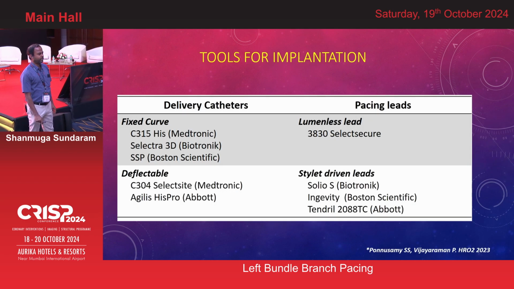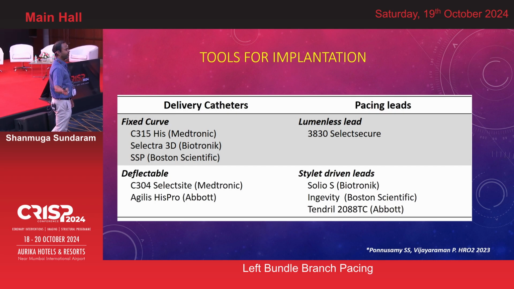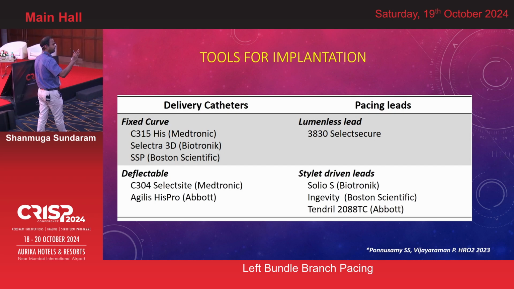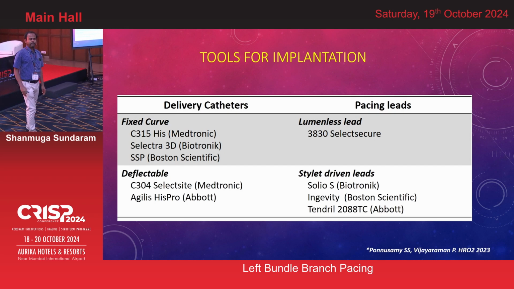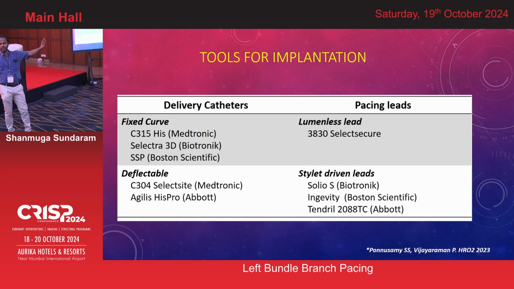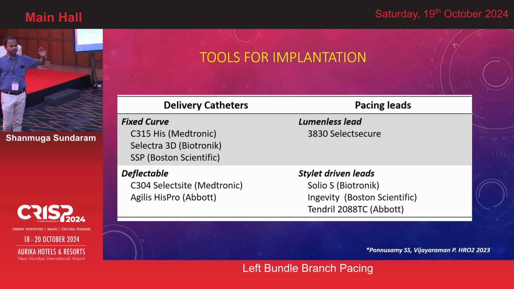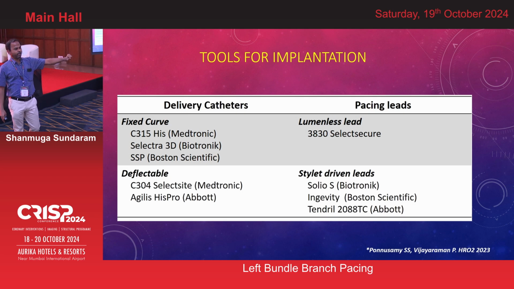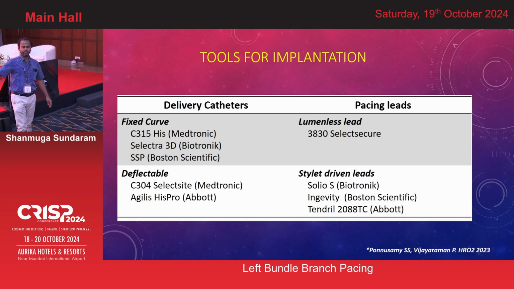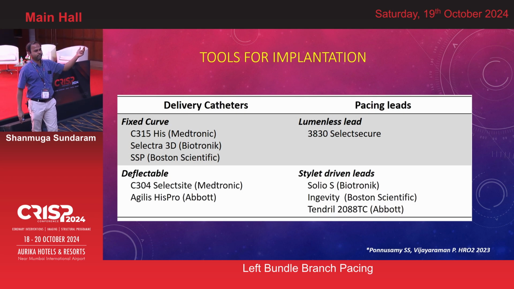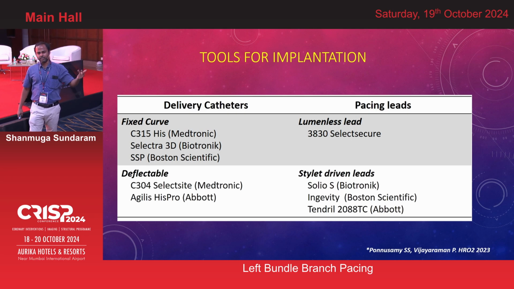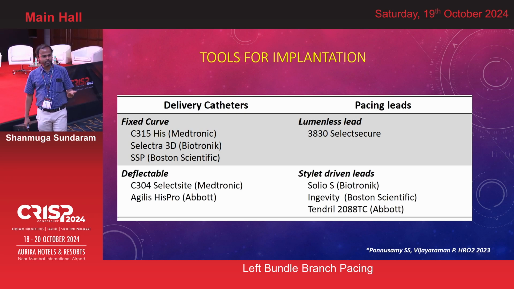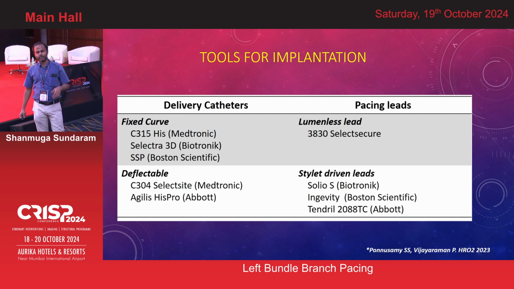So, tools for implantation. See, we are moving away from our conventional site. The conventional site is the right ventricular apex. Here you want to drill the lead in the proximal interventricular septum deep to reach the LV subendocardium. So you need to have some accessory things. The accessory things are delivery catheters and not so-called specially designed leads.